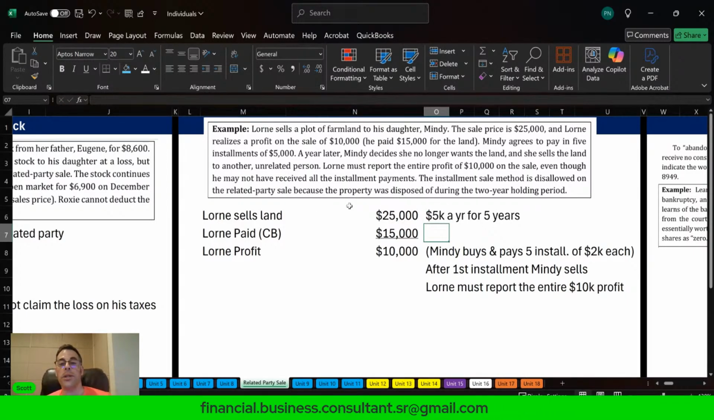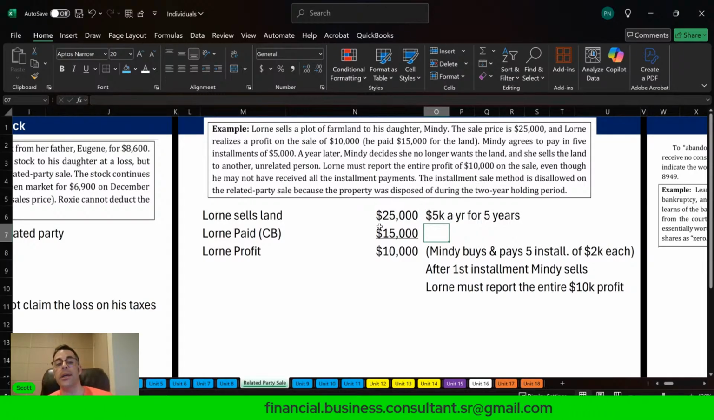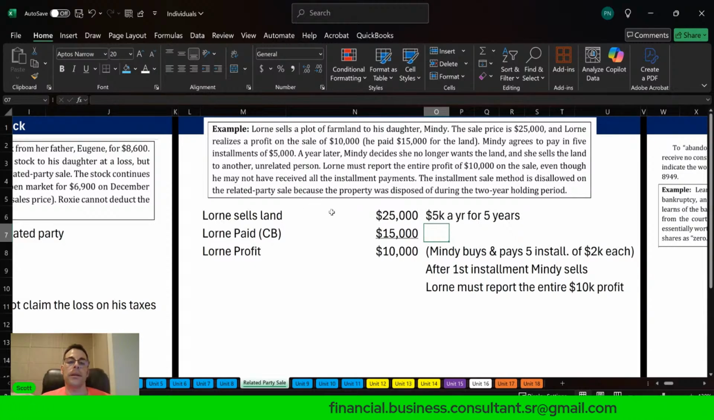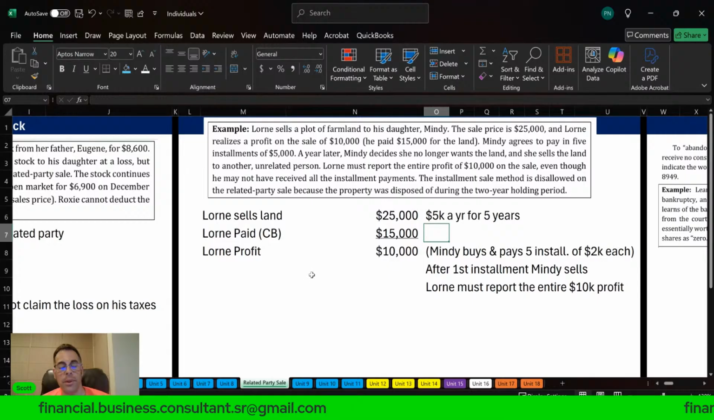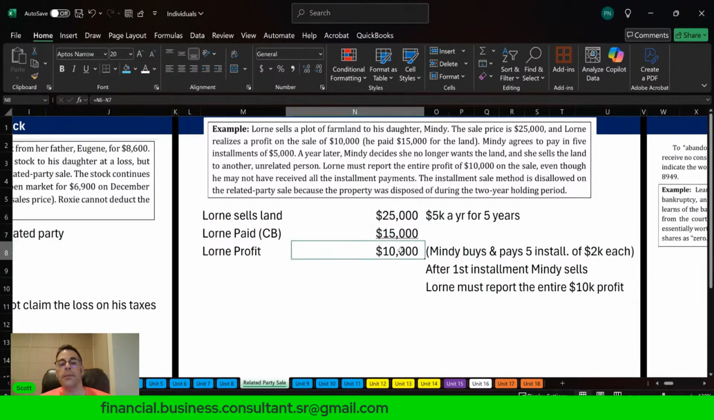But there are a lot of nuanced questions, so you have to understand these things because this could happen in real life. Say a year later, Mindy decides she no longer wants the land. She did buy it from her father, but now she no longer wants it, and she sells the land to an unrelated person. So how do you treat Lorne's sale to his daughter? Well, Lorne must report the entire profit of $10,000 on the sale.